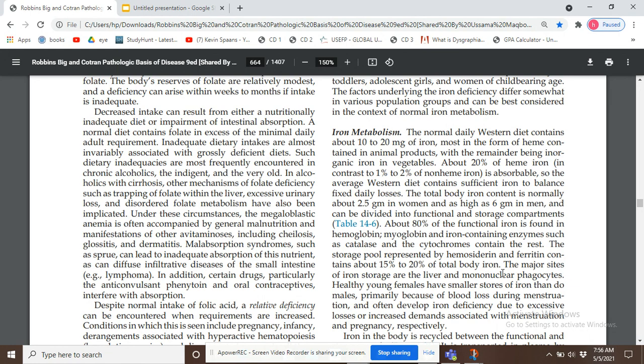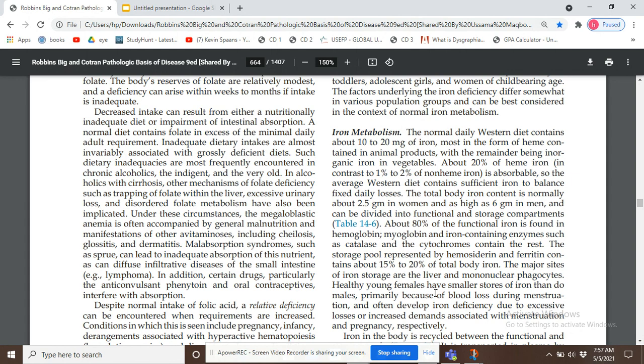And the storage form of iron is the ferritin and hemosiderin. These are the storage forms of iron which is present in the stored form, okay. About 80% of the functional iron is found in hemoglobin, okay. Other 20% includes myoglobin, and iron containing enzymes such as catalase and cytochromes contain the rest, okay. The storage pool represented by hemosiderin and ferritin contains about 15 to 20% of total body iron. The major sites of iron storage are the liver and mononuclear phagocytes.